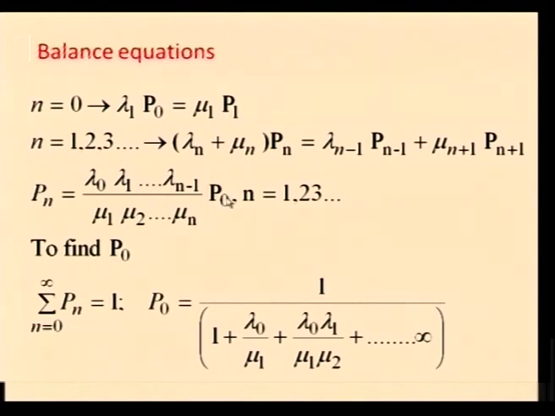So, P naught still remains unknown. Next, to find P naught, we make use of the fact that the sum of total probabilities is equal to 1, that is, sigma n equal to 0 to infinity P n is equal to 1. This further gives us that P naught is 1 by 1 plus lambda naught by mu 1 plus lambda naught lambda 1 by mu 1 mu 2 and so on to infinity.